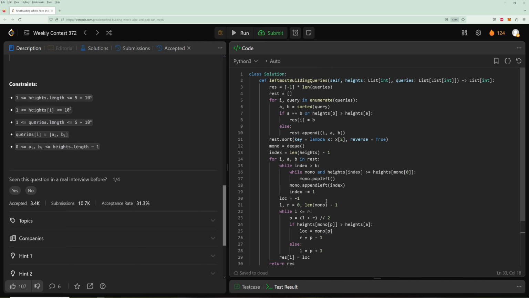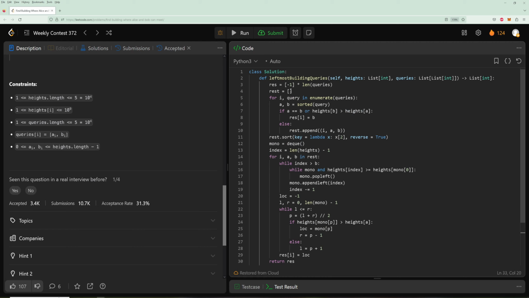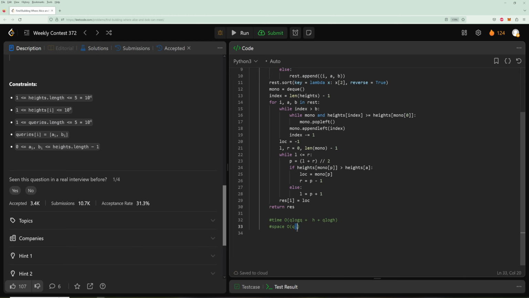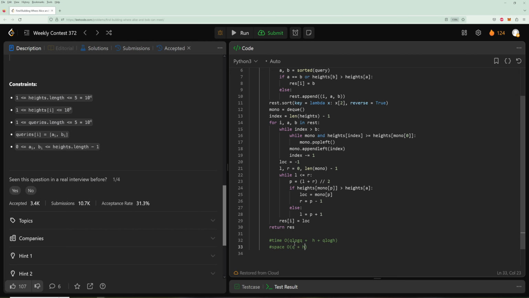Okay, so let's look at the space. We have our result, which we don't count. We count the rest of our queries. So that's length of Q, right? Every query that is a tough query, we're throwing it in here. We also have this monotonic increasing stack, which can be worst case O of H. So that's Q plus H. I think that is it, right? We have the monotonic increasing stack, and we also have our queries, which is O of Q. And yeah, I think that should cover it.